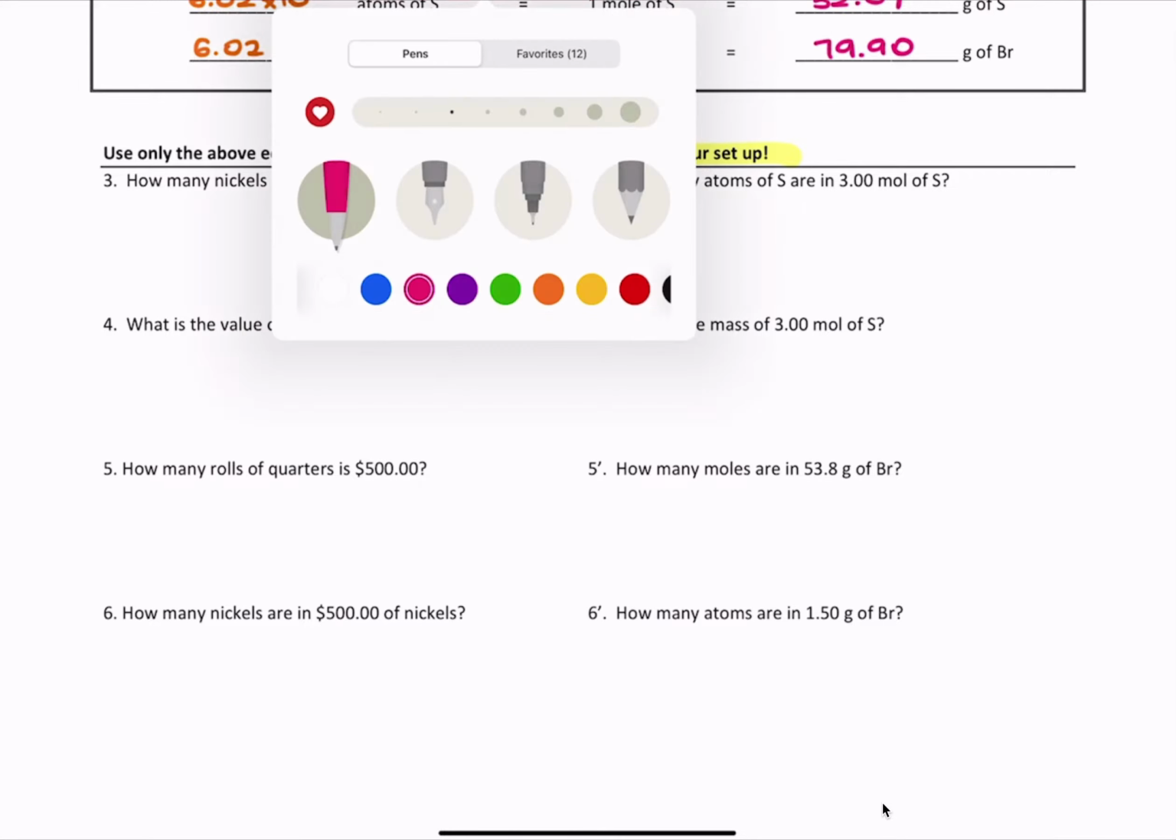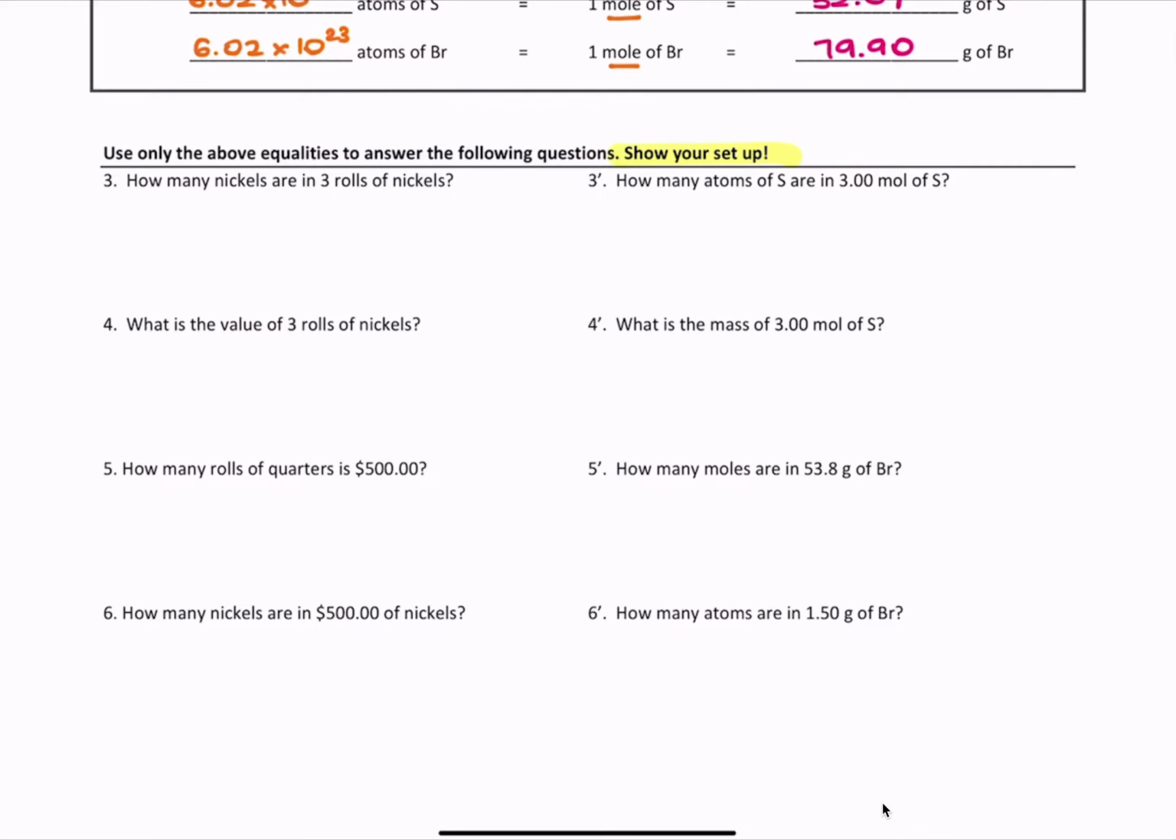First question. So let's take a look at this one. How many nickels are in 3 rolls of nickel? Notice that we talk about nickel because if I've asked you how many coins are in a roll, you will be like, well, I know there's 40 coins in a roll, okay? So we have 3 rolls of nickel.